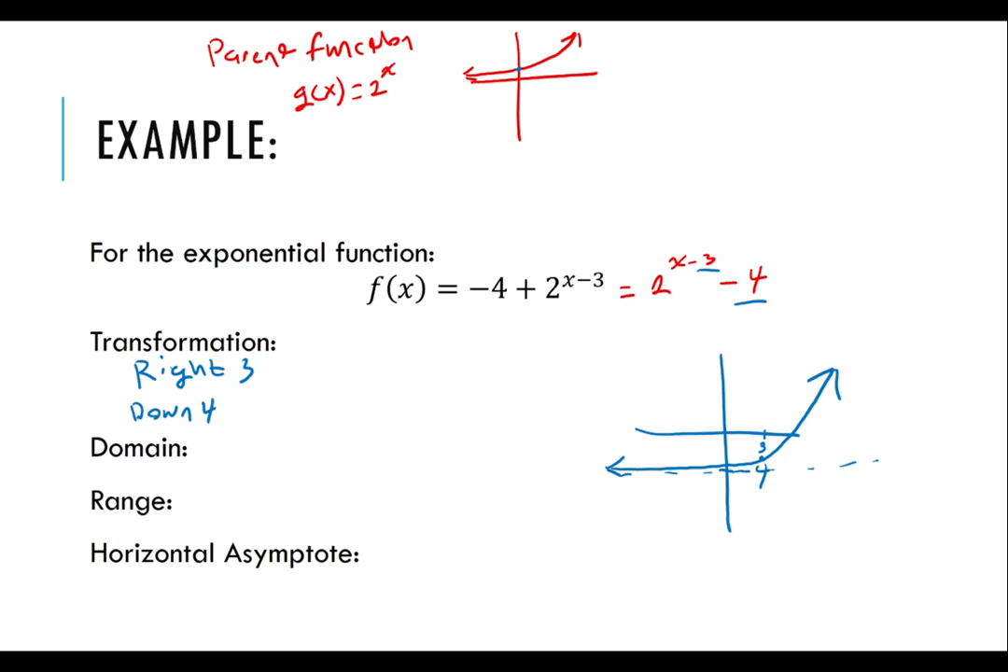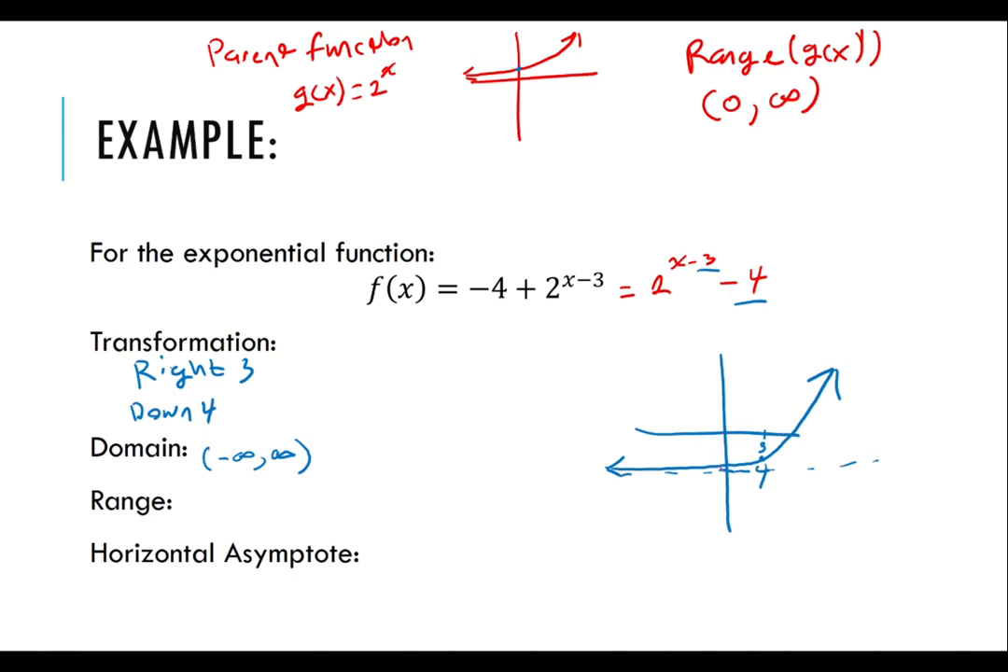Recall that the domain for all exponential functions is all real numbers. It doesn't matter what transformations we do to an exponential function, as long as we don't put in some sort of square root or division by a variable, our domain is going to remain all real numbers. But the range could change. Now, up here, the range for this parent function is really from 0, not including, up to infinity. That's because of that horizontal asymptote at 0, we know that this exponential function will not cross that.